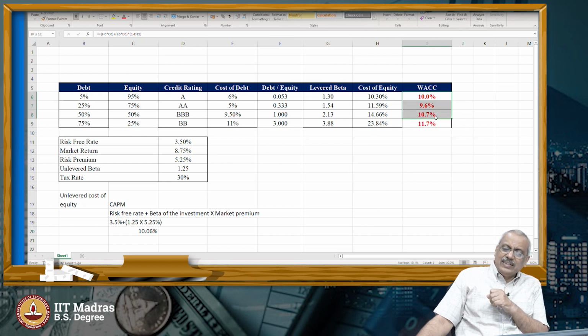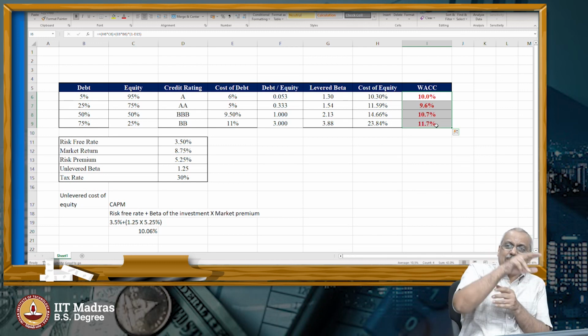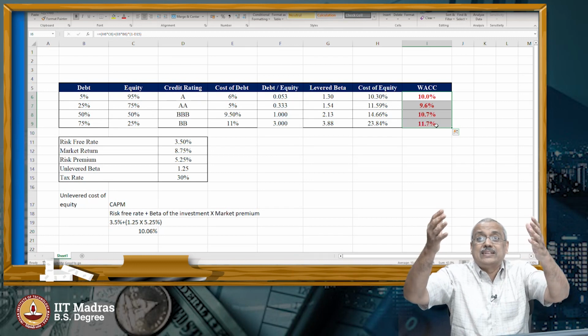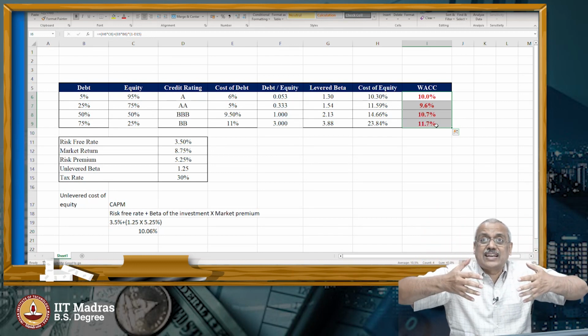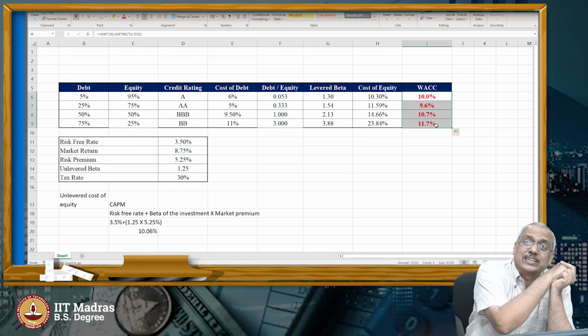So what is the thing? It may not be ideal for me to have 10% debt in the capital structure. It might be ideal for me to have 25% debt in my capital structure, because the moment I have 25% debt in the capital structure, my overall cost of capital is low. It is only 9.6% as you see here.